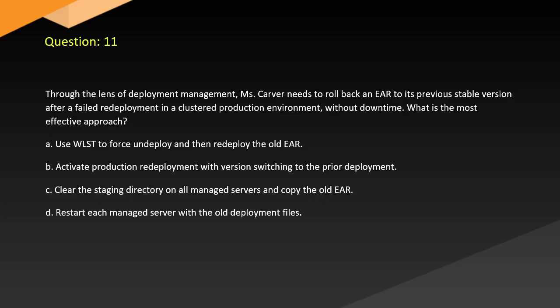Question 11. Through the lens of deployment management, Iskava needs to roll back an application to its previous stable version after a failed redeployment in a clustered production environment without downtime. What is the most effective approach? A. Force undeploy and then redeploy the old application. B. Activate production redeployment with version switching to the prior deployment. C. Clear the staging directory on all managed servers and copy the old application. D. Restart each managed server with the old deployment files.